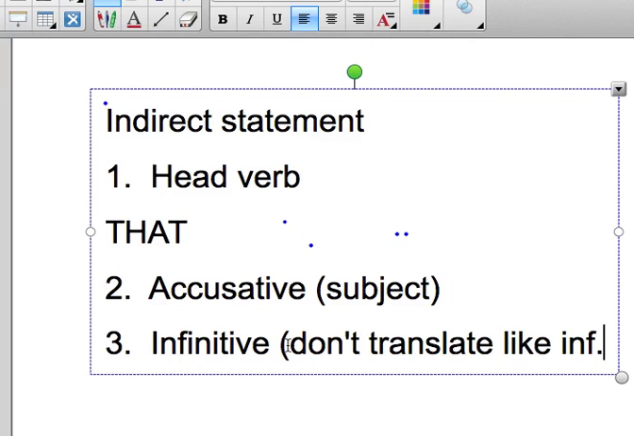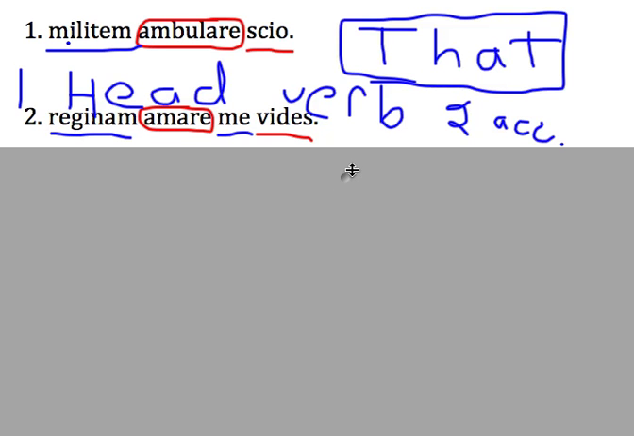You're going to translate it like a regular verb. Okay? So you see a head verb, you see an accusative subject, you see an infinitive. You know you're going to translate the word that after the head verb, and you know you're not going to translate the infinitive like an infinitive. It's going to be like a regular verb. Okay? So let's see if we can put this to practice.